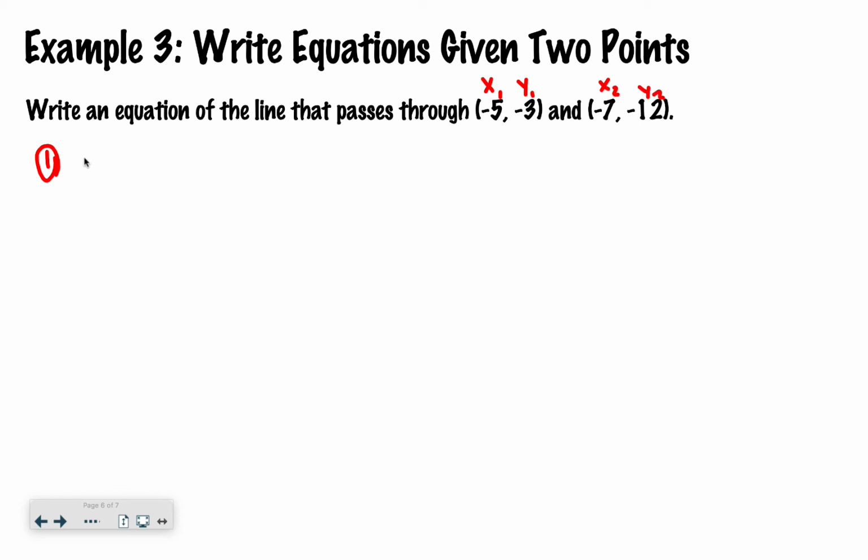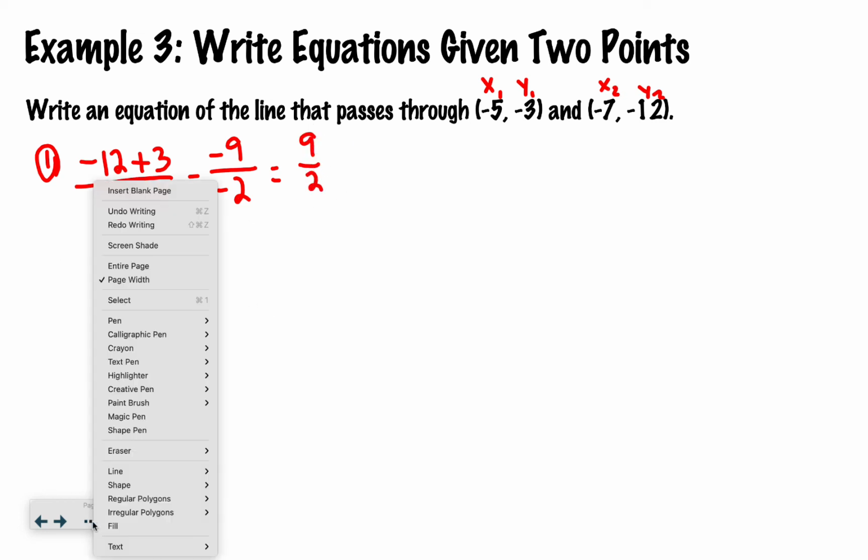So if I solve that, I have negative 12 minus a negative, that becomes plus 3, over negative 7 minus a negative, that becomes plus 5. Negative 12 plus 3 is negative 9. Negative 7 plus 5 is negative 2. Then I have negative divided by negative is just a positive. So that's 9 halves. That's my first step, is just finding the slope.